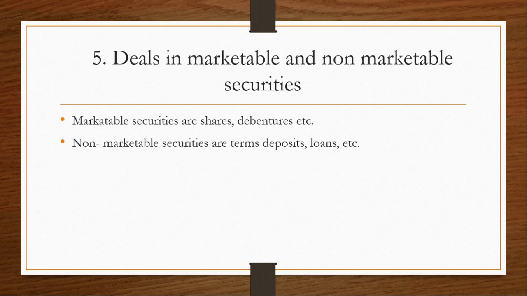Now, fifth, it deals in marketable and non-marketable securities. Marketable securities are the shares and debentures that get marketed or sold in the market, so we call them marketable securities. Non-marketable securities are term deposits, loans, etc. And stock markets deal in both marketable and non-marketable securities.